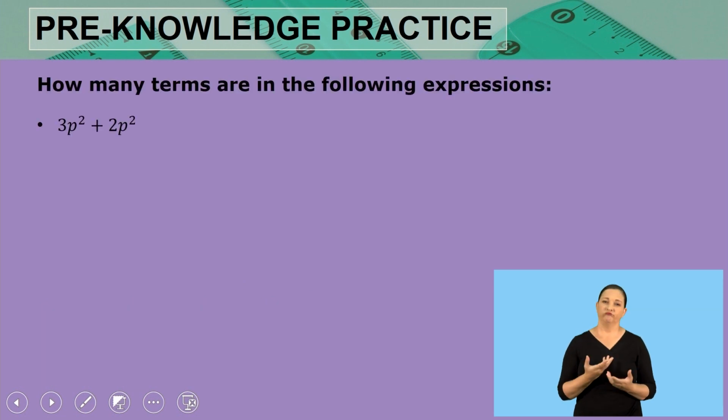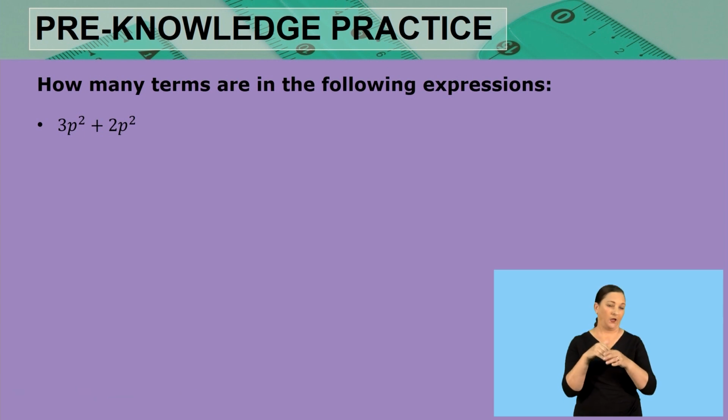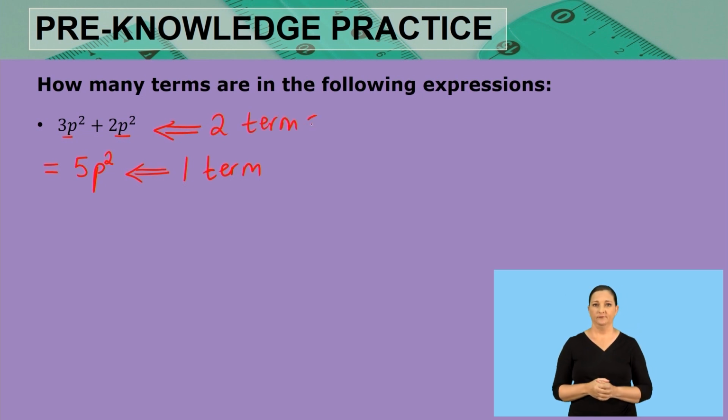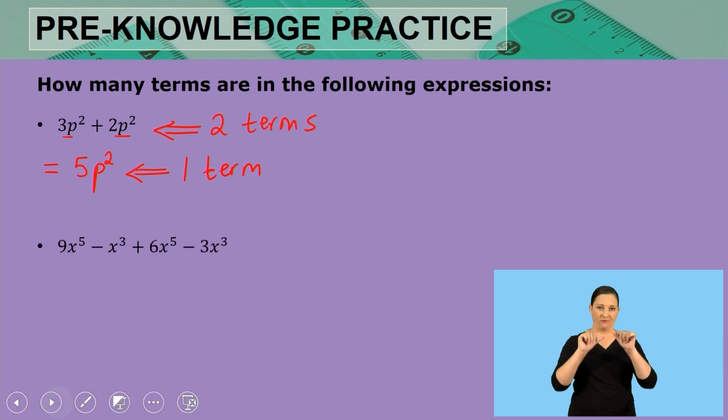Now let's look at the following expressions and try to see how many terms are in the following expression. Now the expression given as is, how many terms do we see there? That is 2 terms. But now remember, if we are asked to simplify this expression first, then we would start by simplifying the expression first. And because these are like terms, it means that we can add them. So we are going to say 3p squared plus 2p squared, and that will give us 5p squared. Now, if we've already simplified it, then that means we only have one term. But before we simplified it, we actually had 2 terms. Okay? Let's look at the next one.